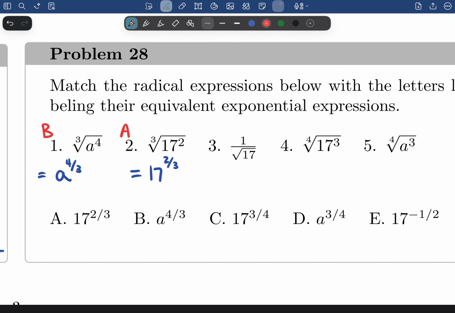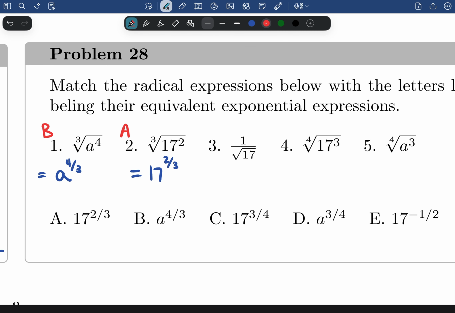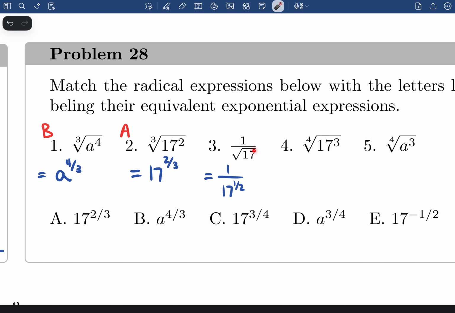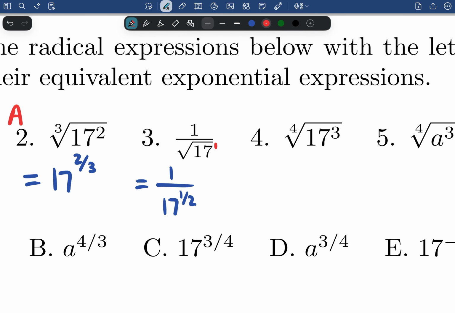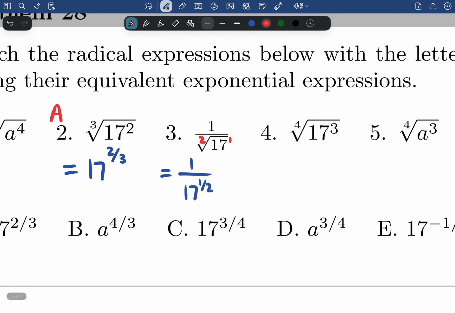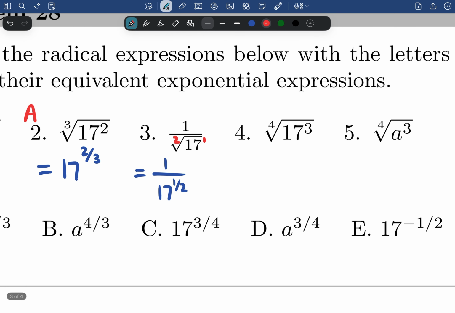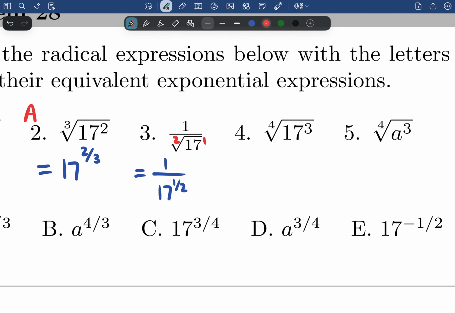Let's move on to number 3. I see the reciprocal of the square root of 17. If I were you, I would rewrite this as 1 over 17 to the 1/2 power. The square root of 17 is 17 to the 1/2 power. Where's the 1 and the 2, you ask? Well, they're invisible. The first power is right there, and the index is 2. It's a square root, so it has an invisible index of 2. And so that's where the 1 and the 2 are for this 1/2 power, the rational exponent.